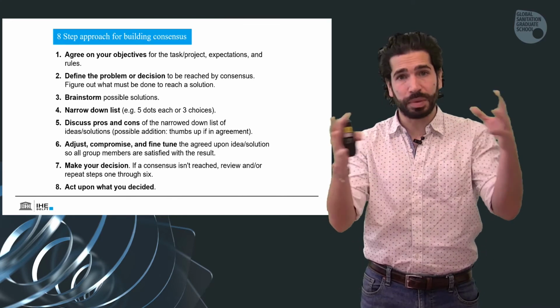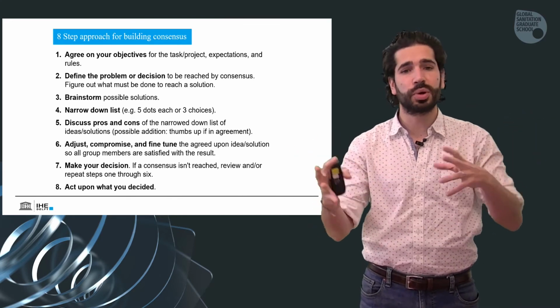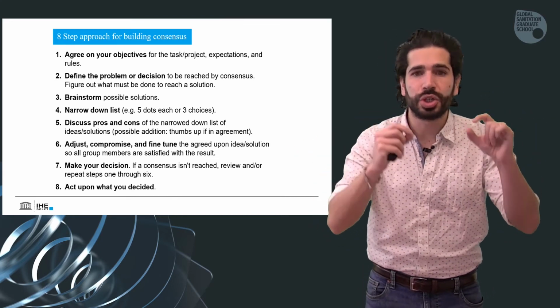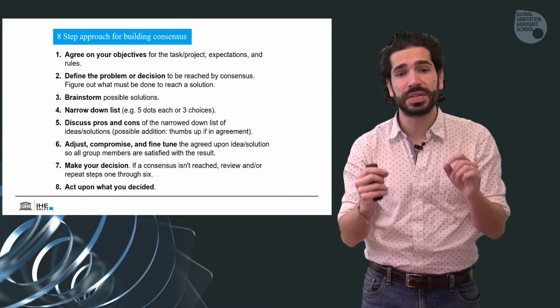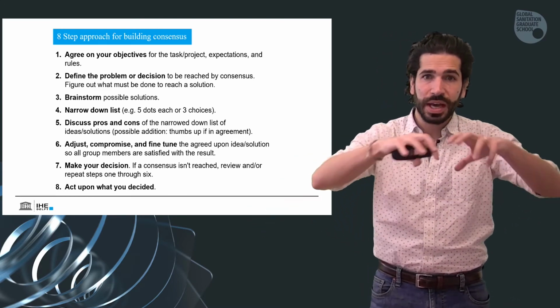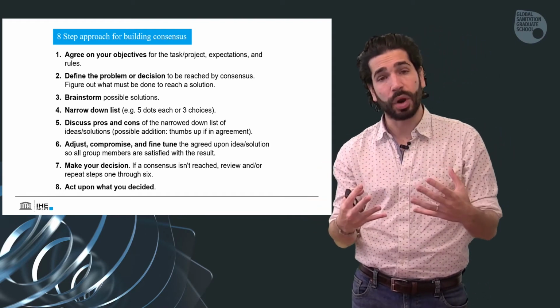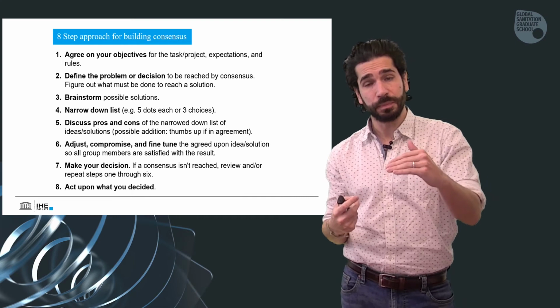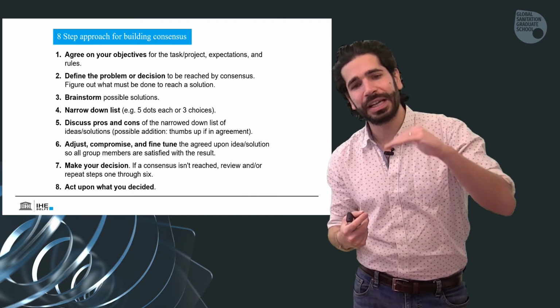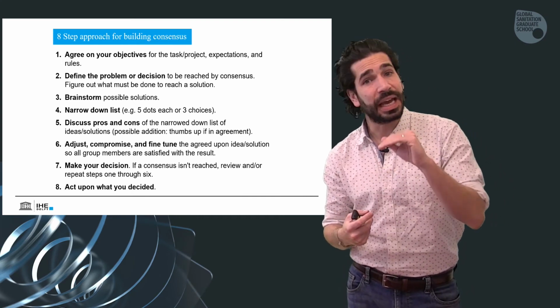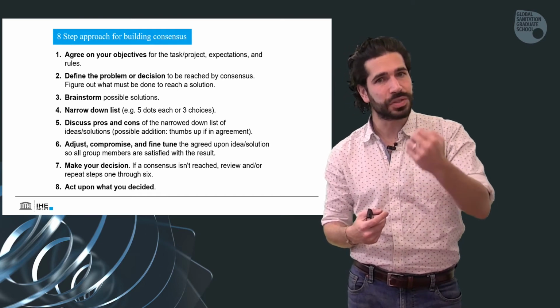You brainstorm with the people around, you narrow the list, you discuss pros and cons, and then you adjust, compromise, and fine-tune. What this means is to take what has been discussed and find the best fitting solution within the team, through the team, right? Then you have to make your decision and finally act upon what you decide. That 8th step, although it seems intuitive, is crucial.